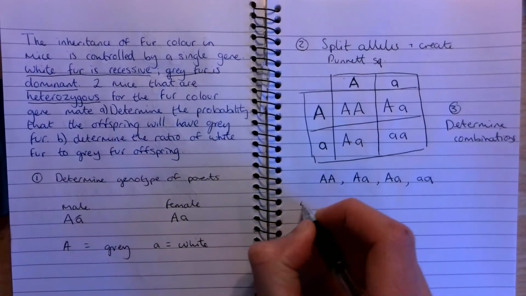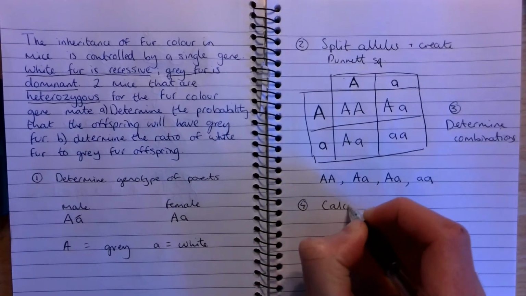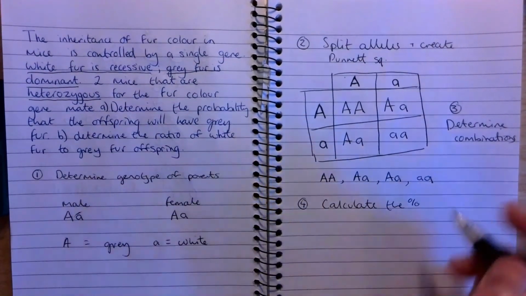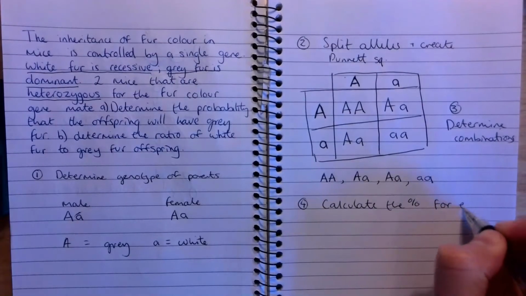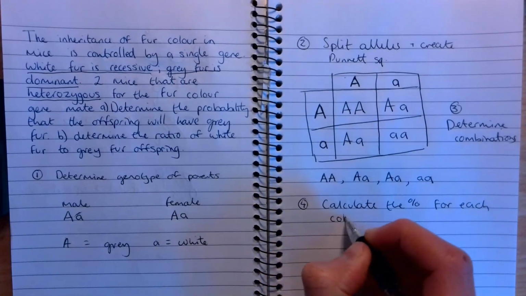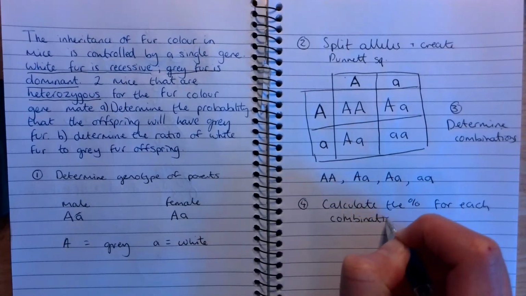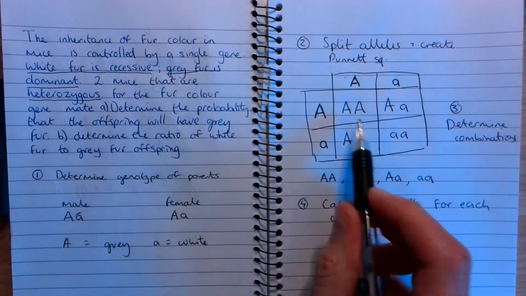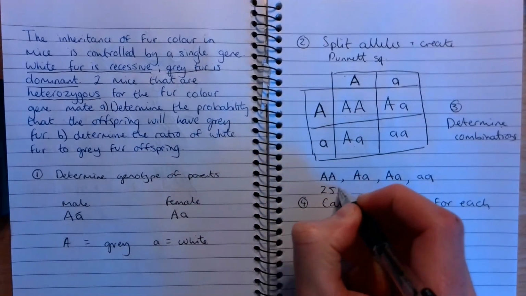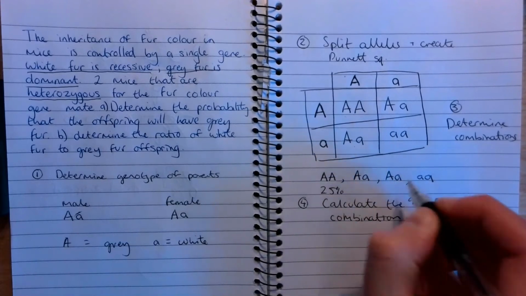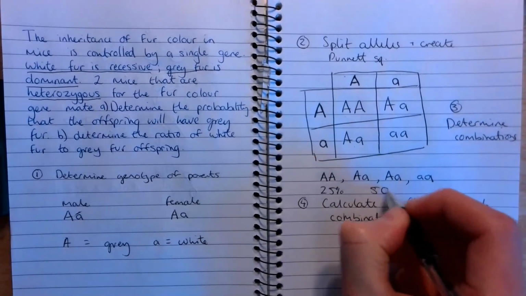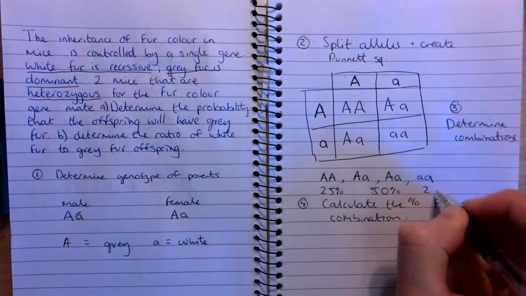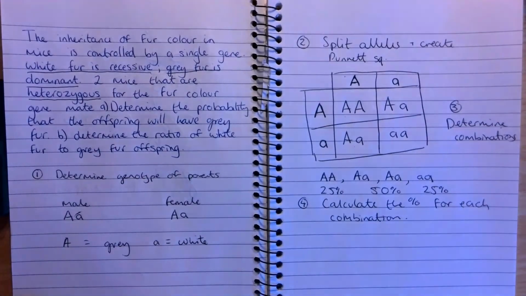So after we've done that, we can then calculate the percentage for each combination. So if it takes up one of these boxes, it's 25%. So capital A capital A is 25%. Capital A small a is 50% because it takes up 2 of the 4 boxes. And lowercase a lowercase a is 25% as well here.